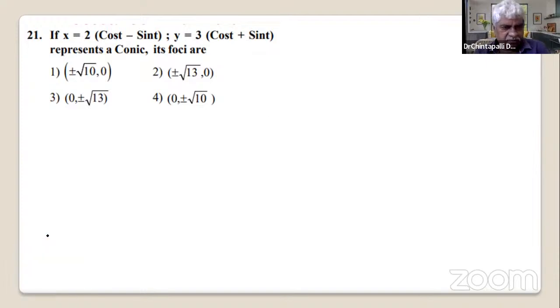See, if a is greater than b, the foci are plus or minus a comma 0.